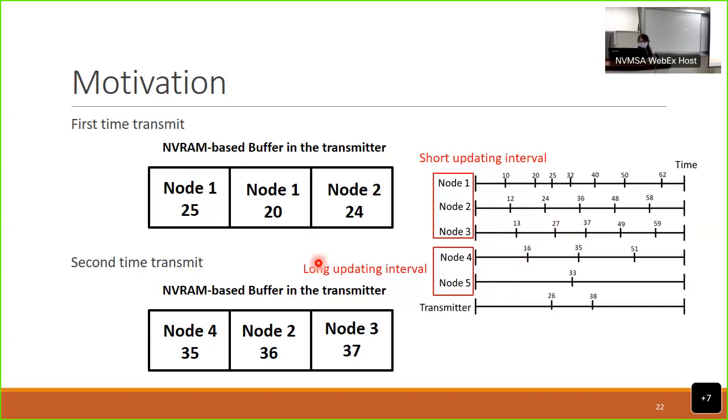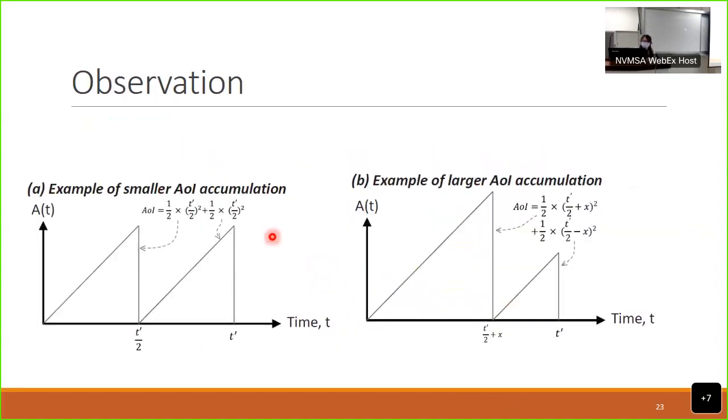So if we want to save energy, we can determine the writing mode by a simple threshold. We have to consider the cache buffer replacement policy also. To resolve this problem, we make an observation about how to minimize the age of information. The observation is like this. These are two cases of the AoI accumulation. The x-axis is the time and the y-axis is the value of age of information. Both of these two cases have nodes updating twice within a T prime time.